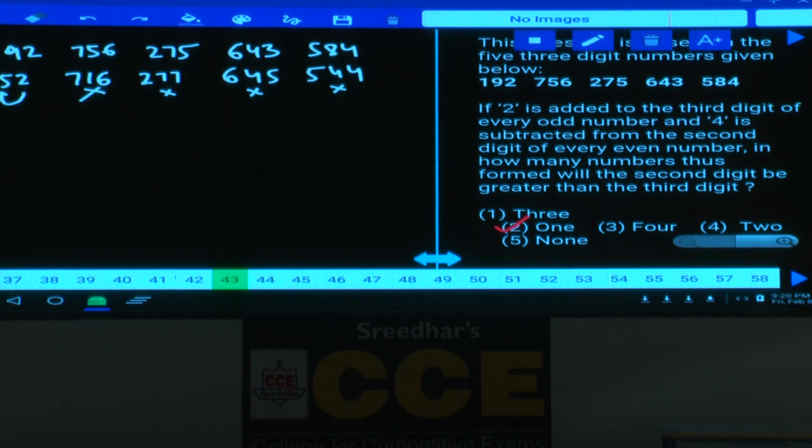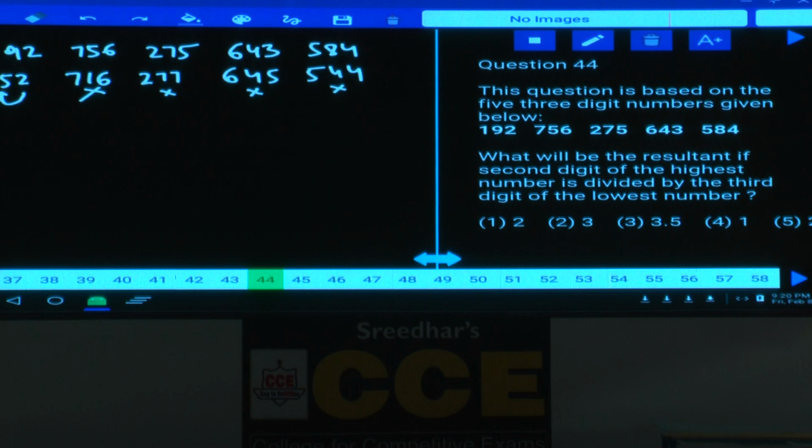43, choice 2. Then question number 44, what will be the resultant, the second digit of the highest number? Okay. Now we are talking about what? Highest number. What is the highest number here? 756. What is the second digit in that one? 5. Is divided by the third digit of the lowest number.